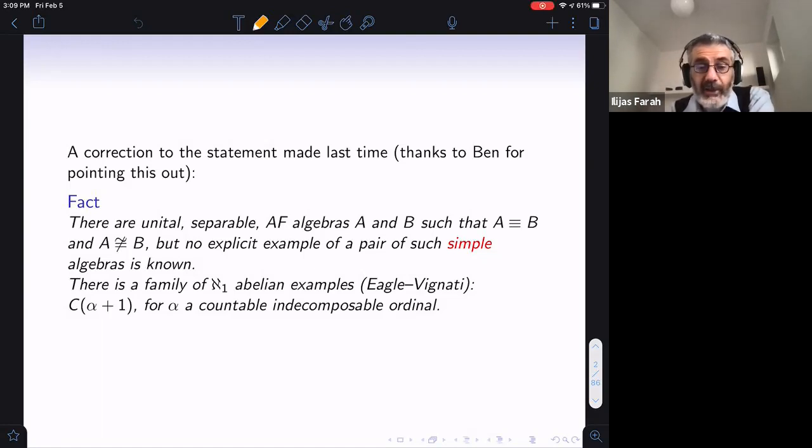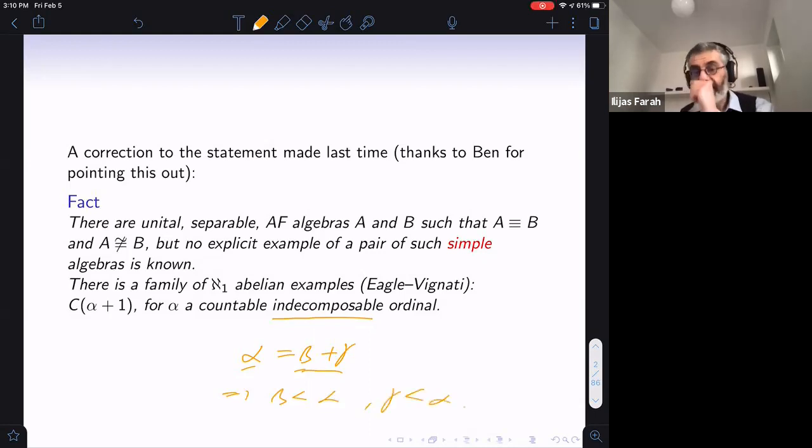Take any countable indecomposable ordinals. So I should define what this means. It means that if you write alpha as the sum of two ordinals, and how do you define the sum of ordinals? Well, remember, ordinals are just order types of well-ordered sets. So I just take the first ordinal and slap the second ordinal on top of it and look at the ordering, which is the union of these two. So indecomposable means that if you write it as a sum of two ordinals, then beta is less than alpha and gamma is less than alpha. So you cannot write it as a sum of two smaller ordinals. For example, omega plus omega is not indecomposable, right? It's written as omega plus omega. And to get to the first indecomposable ordinal, you have to add omega to itself infinitely many times and get omega squared.